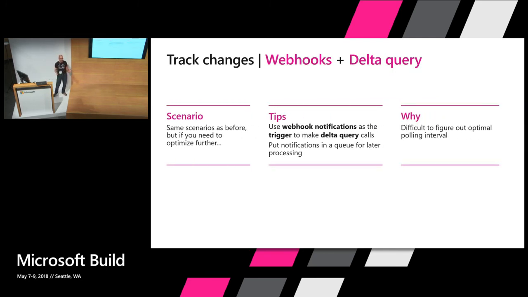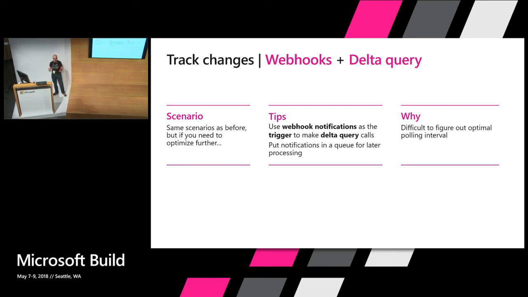Finally, webhooks and Delta Query work really well together. One of the challenges with just using Delta Query is figuring out what the right polling interval is. If I poll too frequently, I stand a pretty good chance of my Delta returning nothing, so I'm continually polling and processing nothing, which can be expensive. Alternatively, I could poll too infrequently, and now, although I'm getting data, my data isn't really up to date.